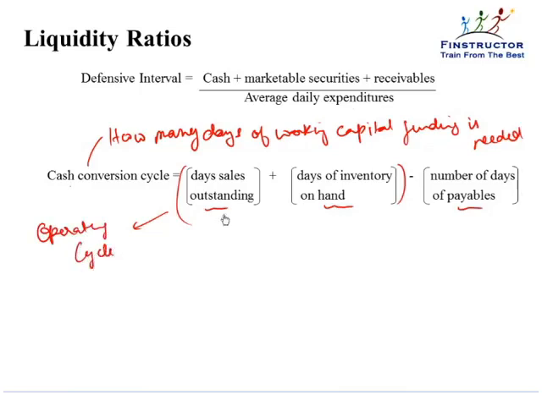representing how many days do I keep my inventory before I'm able to sell it. So let's say this is 50 days. And after selling the inventory, after approximately how many days do I receive the cash?